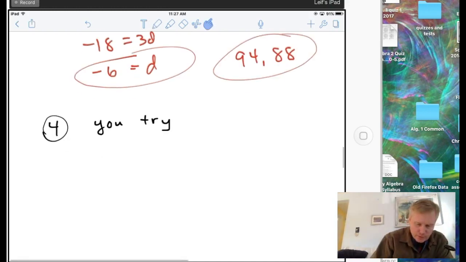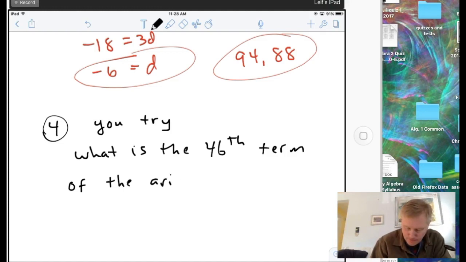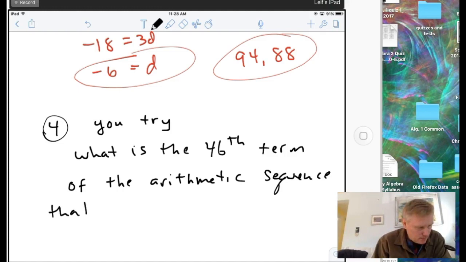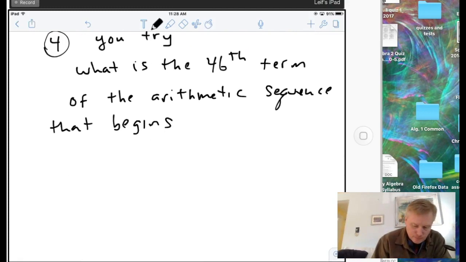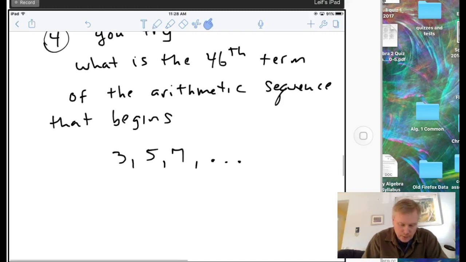What is the 46th term of the arithmetic sequence that begins 3, 5, 7, ... I would do it with a formula, but you guys can hit pause.